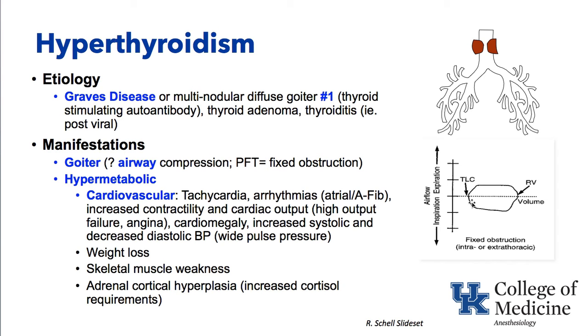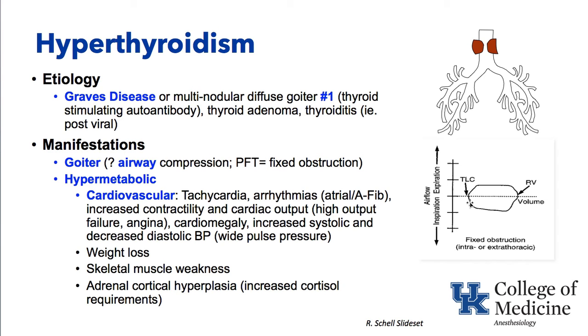The patient who is hyperthyroid is hypermetabolic. Their heart is just fast and highly contractile, and their cardiac output is high. In fact, they can develop high output cardiac failure and even induce angina because of the tachycardia that occurs and the increased oxygen use that the heart is requiring if they have flow limiting coronary artery disease.